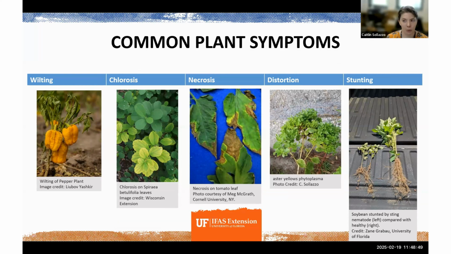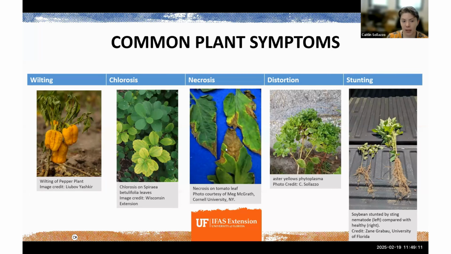All right, so we're going to go through some of these later on, but just some common plant symptoms are wilting and chlorosis. Chlorosis could be for anything, so it can be nutrient deficiencies. It can be pathogen related. So we don't know what's causing these symptoms, but they are a symptom that the plant is displaying.